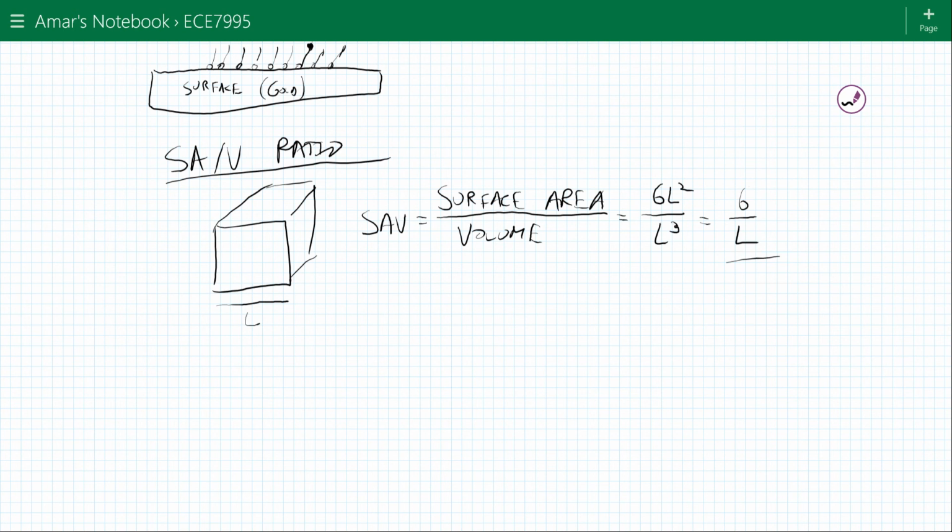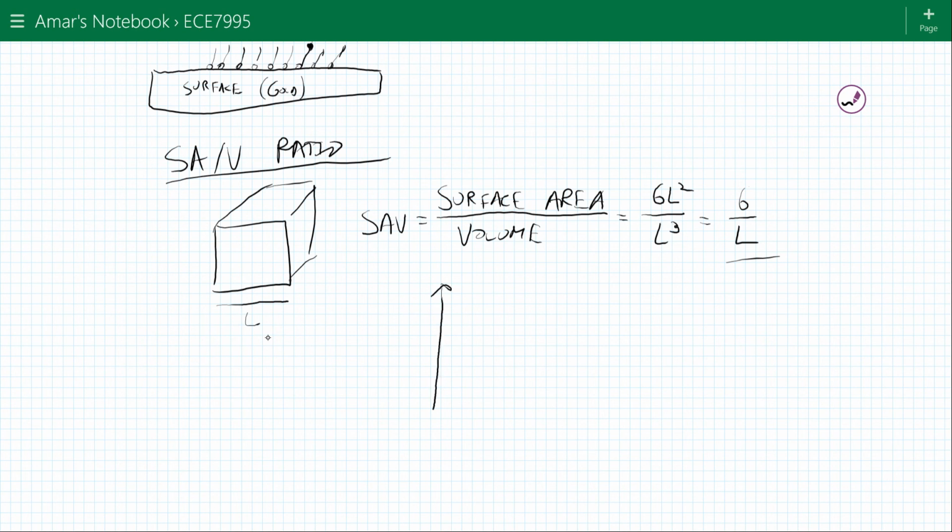Now, the reason we care about this, I'll show you on the next slide, but it turns out some phenomena in physics are dependent on surface area. Some concepts in physics are dependent on volume. Okay? So what happens then as we go to the small scale? What happens to the surface area to volume ratio as L gets small? The ratio becomes big. Yeah, exactly.